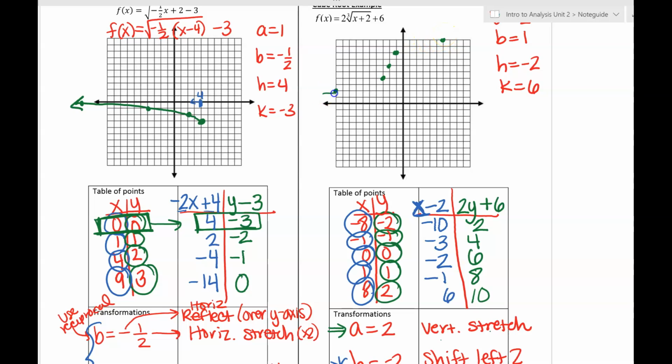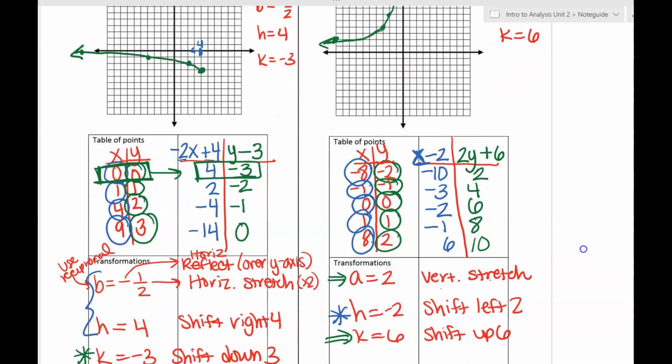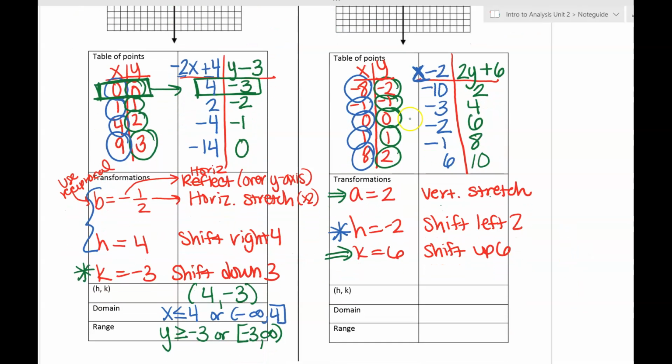Then I'm going to draw in that cube root function curve. There we go. Okay. Now, my h and k values, I saw 0, 0 transform to negative 2, 6. That matches my h and my k. The domain of each cubic is all real numbers, and so is the range, even though it grows very slowly.